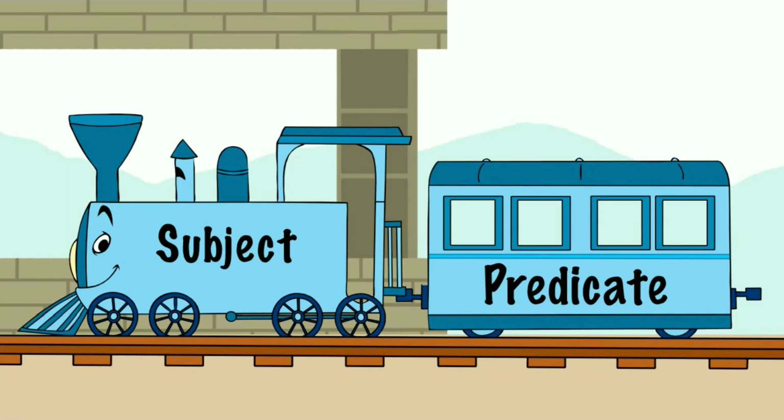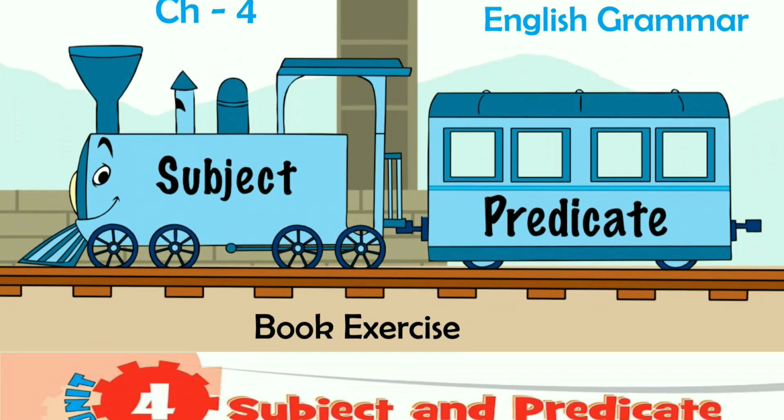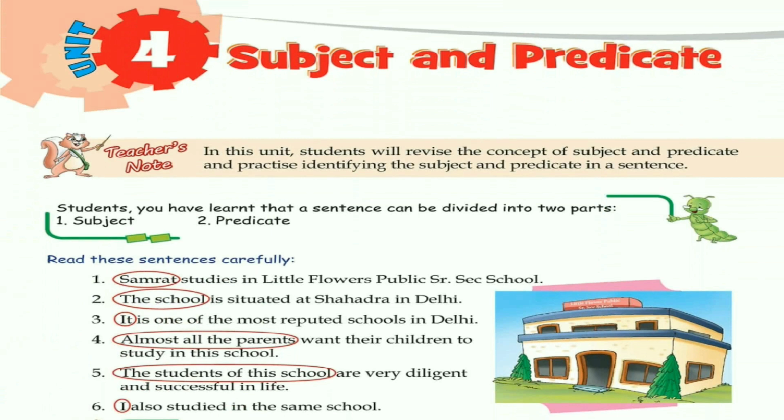In our last class, we read what is subject and predicate. I hope you have well understood it and you have also done the book work. So let's check the book work now. So we are going to do chapter 4 of class 5, that is English grammar, and the name of the chapter is subject and predicate. Children, before starting the book work, we will read the chapter first.